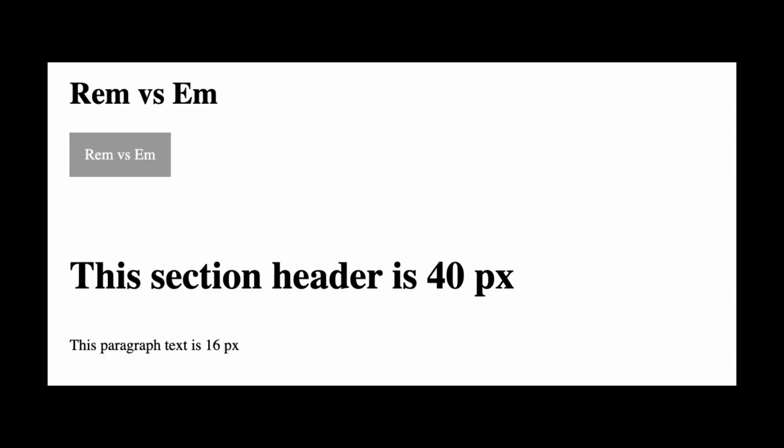The size of the P text will be 16 pixels, or 1 times the root element font size of 16 pixels, the font size of the HTML document. The size of the H3 text will be 40 pixels, or 2 times the font size of the parent element, which is section, that has a font size of 20 pixels.